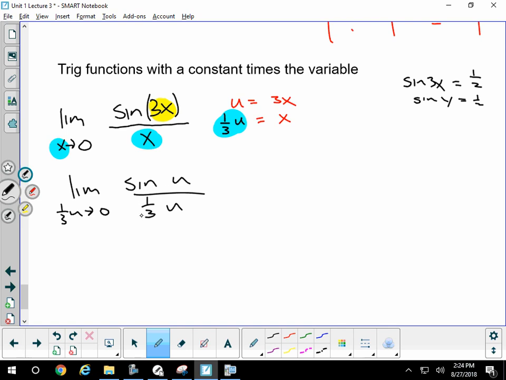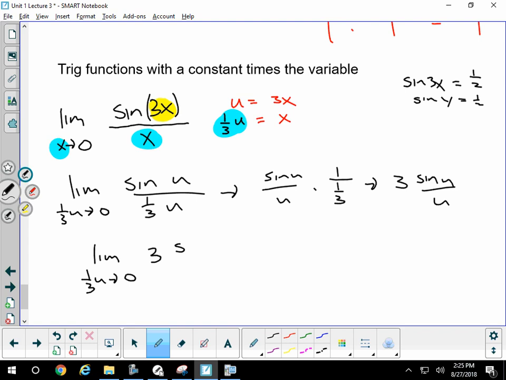Namely, I have this 1/3 in the denominator. If you wanted to split this up, it'd be sine u over u times 1 over 1/3. That's the same as times 3. Okay, that's nice, but we have one little problem. There's this limit as 1/3 u approaches 0. Well, this is where we get a little bit fancy.